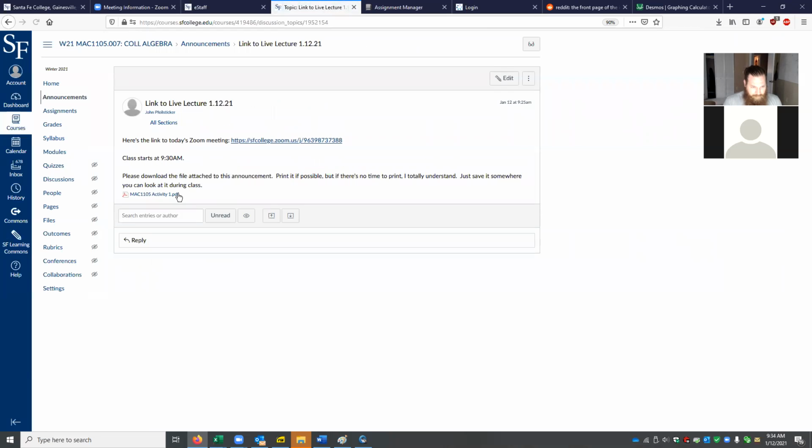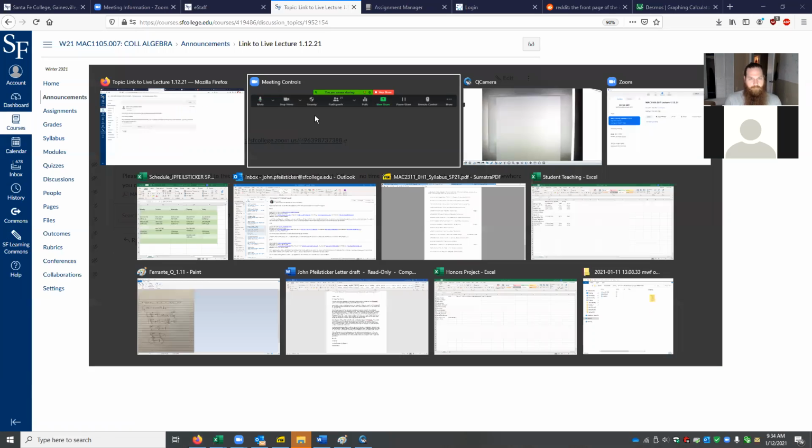Another thing, if you don't mind, please go ahead and download this PDF, the MAC1105 Activity 1 PDF from today's announcement. I'm going to set an alarm, and at the end of class, we're going to spend the last 15 minutes working on this. And it's an in-class activity, so it's something that we have to do while we're here. I'll set an alarm for the last few minutes of class to make sure that we get to it. All righty, there we go. So let's get rolling.